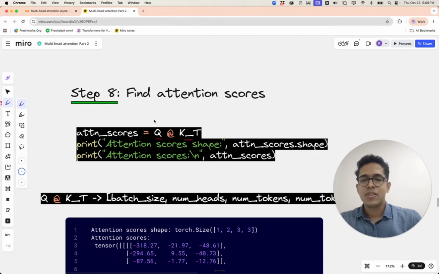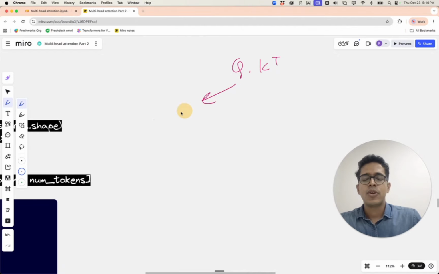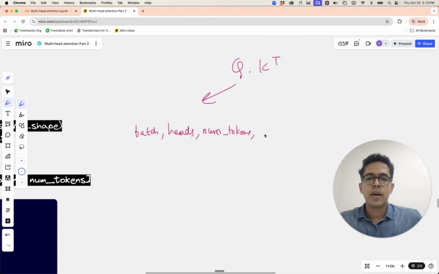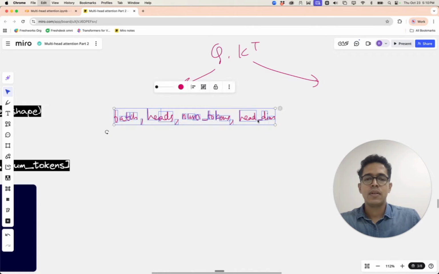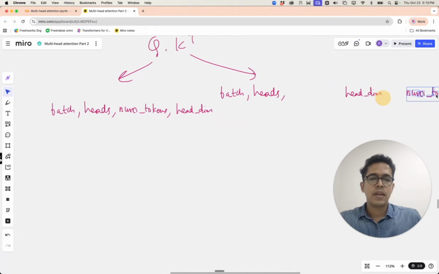Why? Because when you multiply Q with key transpose, your Q was batch, comma number of heads, comma number of tokens, comma head dimension, head dim. And key transpose was, this came here, correct?